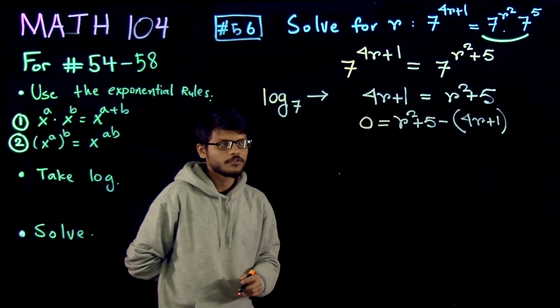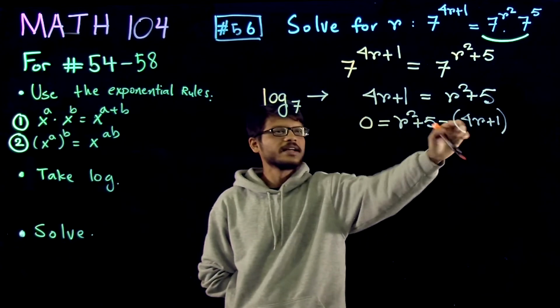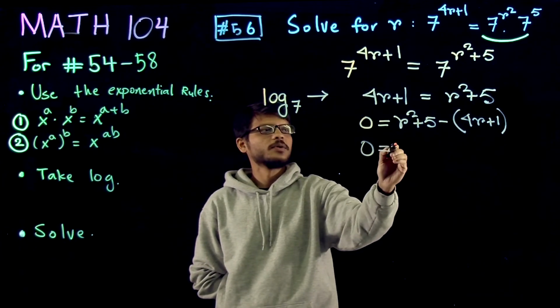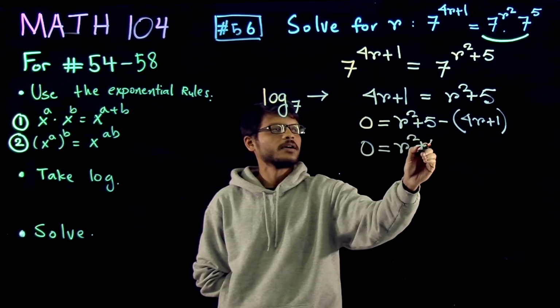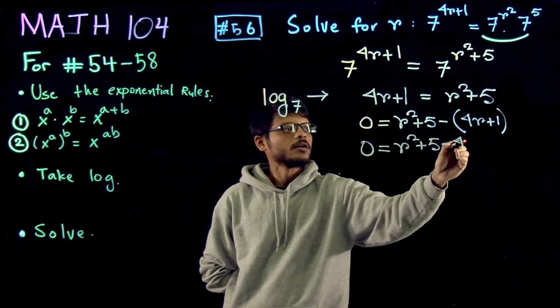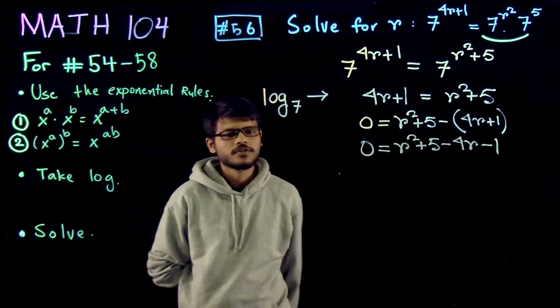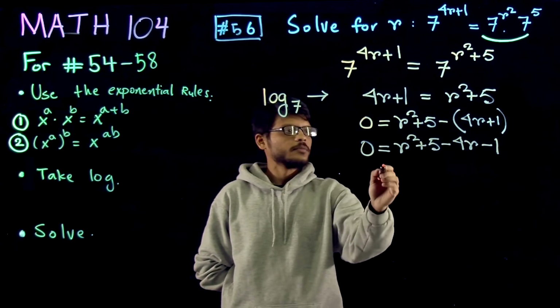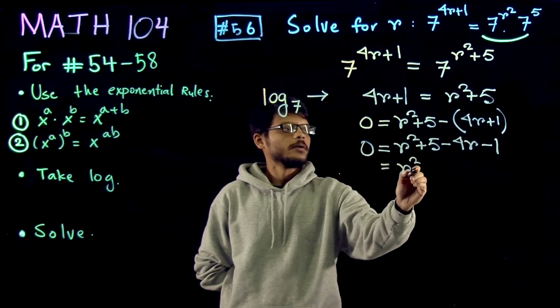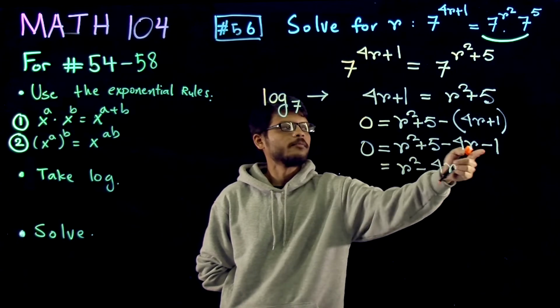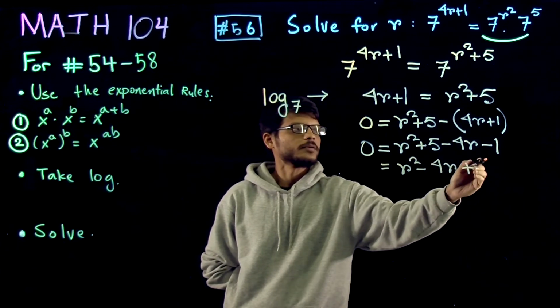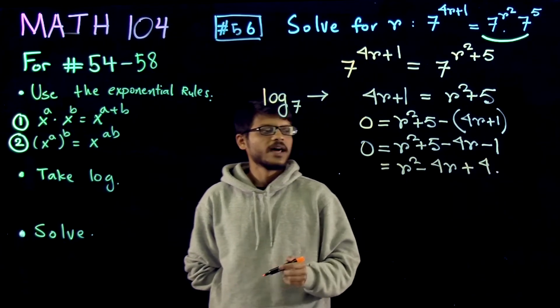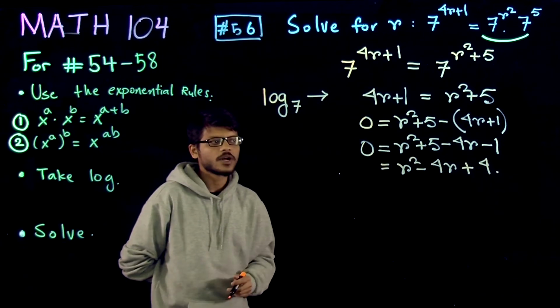In the next step, don't forget to distribute the negative sign. If you distribute the negative sign, we will get r squared plus 5 minus 4r minus 1. So this is what we get in the right hand side, and this is nothing but r squared minus 4r, and 5 minus 1 gives you plus 4. So we have 0 equals r squared minus 4r plus 4.